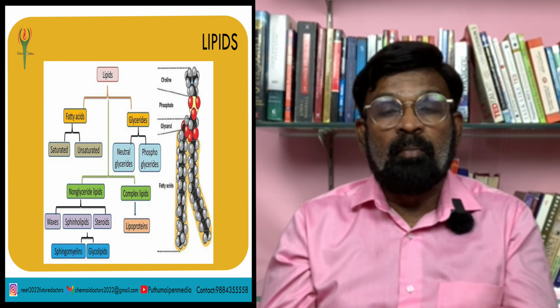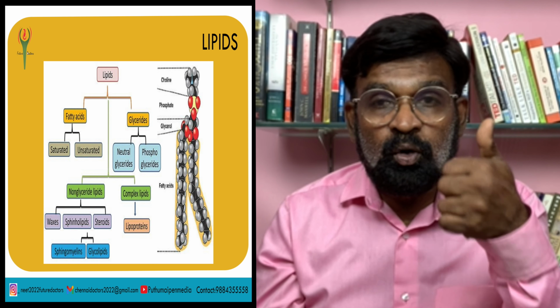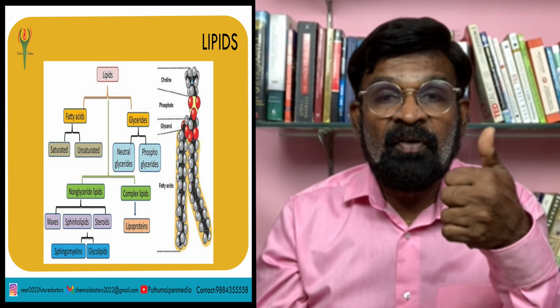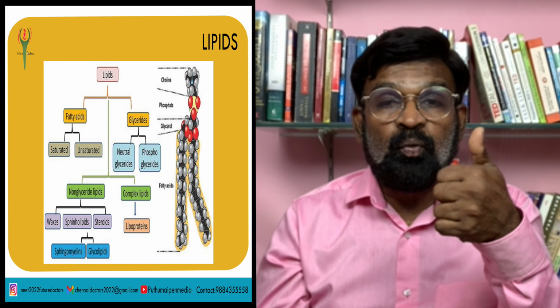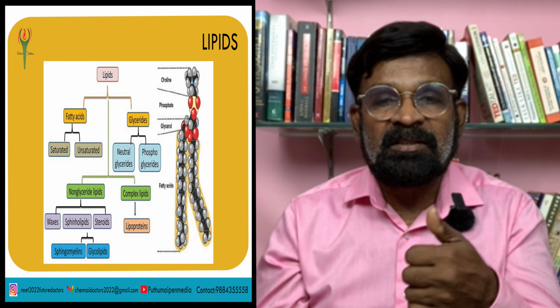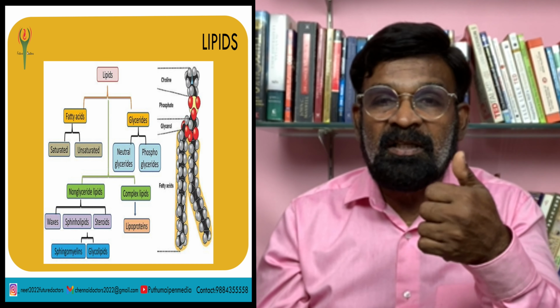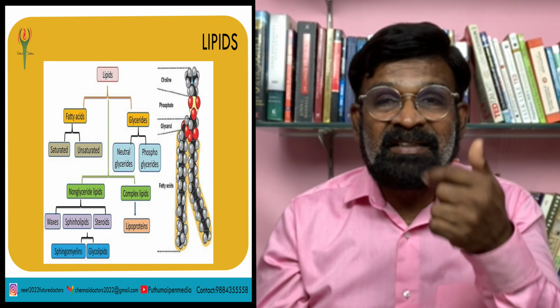Next are the simple lipids. These are esters of fatty acids and various alcohols. There are two types. A, neutral or true fats. These are esters of fatty acids with glycerol. They are also called glycerides. Next is waxes. You have them in the ears, isn't it? That is what waxes are. These are esters of fatty acids with alcohol other than glycerol.